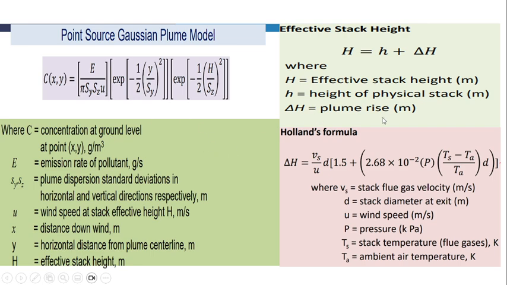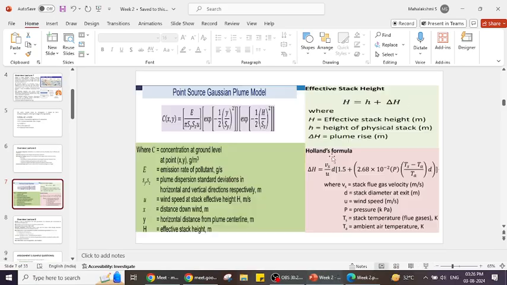we can use this equation. Next is Holland's formula. It gives the pollution at what height after the plume rise. If you see, H is equal to small h plus delta h. Here H is the effective stack height, like after the plume rise, how much the height differs from the physical stack, and at that point, what could be the amount of pollution.